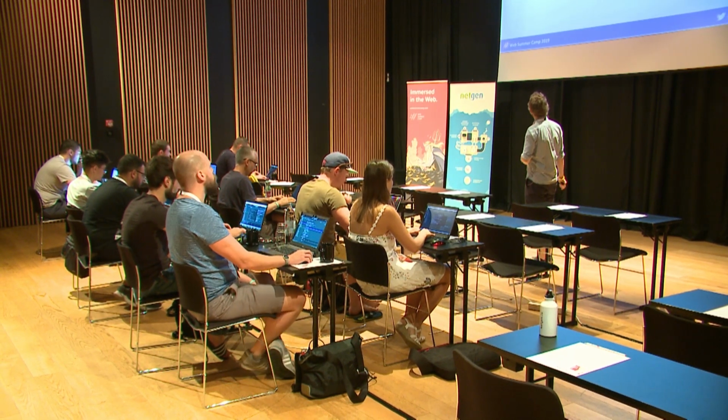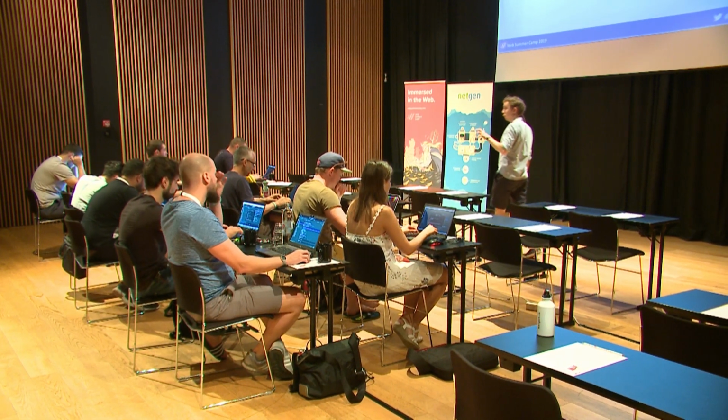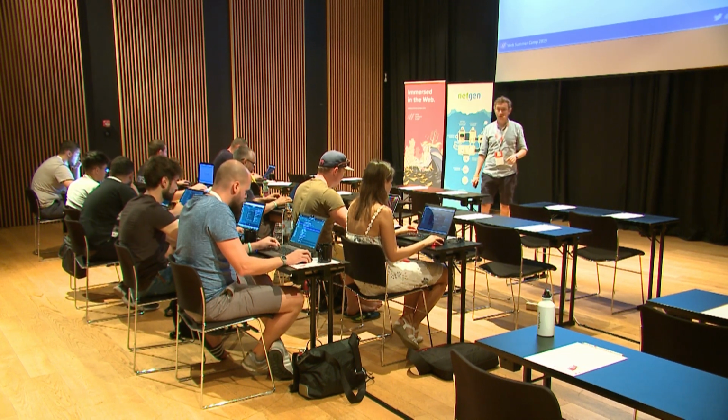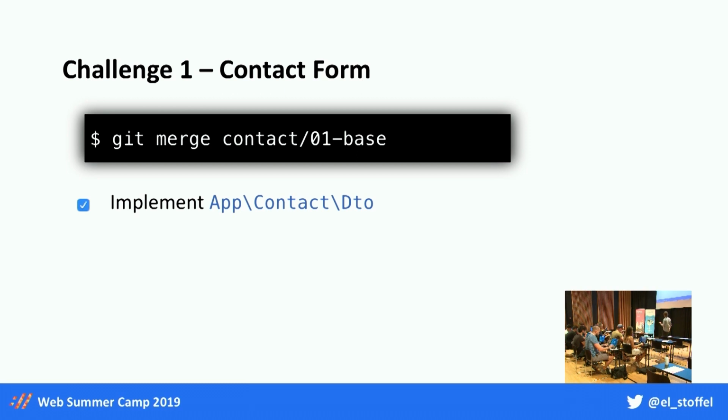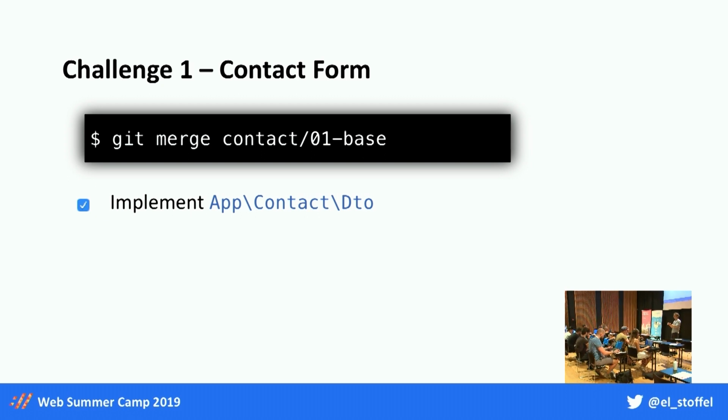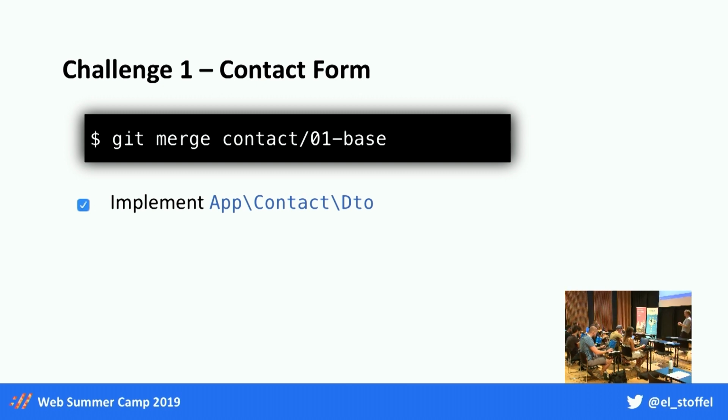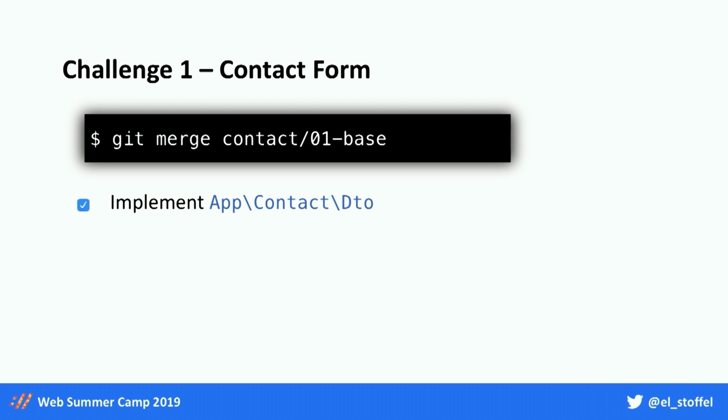And to fix that, you have to implement a DTO, a data transfer object, which is expected to be in the namespace app contact DTO. And for doing that, you can look at the app contact mailer, which is a service that is already in the project now. And you can reverse engineer the DTO by using that. So have a look at the app contact mailer, and you will see the properties which are needed to implement the DTO.